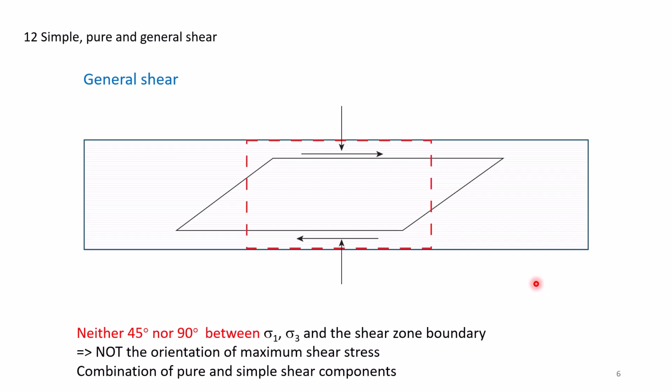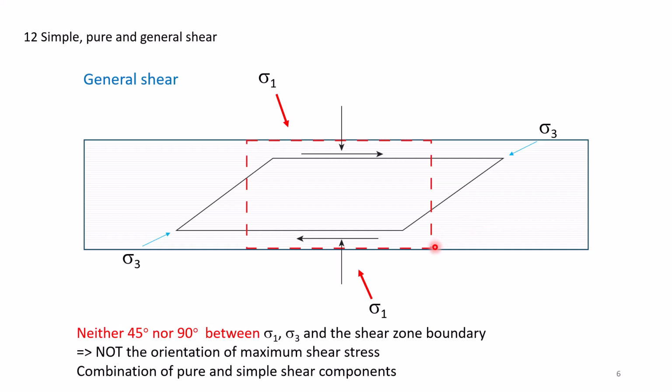Then we have the situation of general shear. In general shear, the orientation of sigma 1 with respect to the shear zone is neither 45 nor 90 degrees. We see here this angle is somewhat larger than 45 degrees, and perpendicular to it, sigma 3 is neither perpendicular nor at 45 degrees to the shear zone as well.